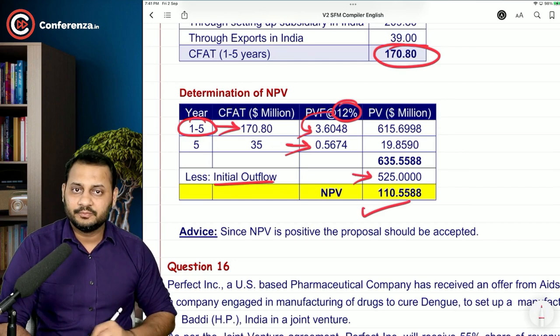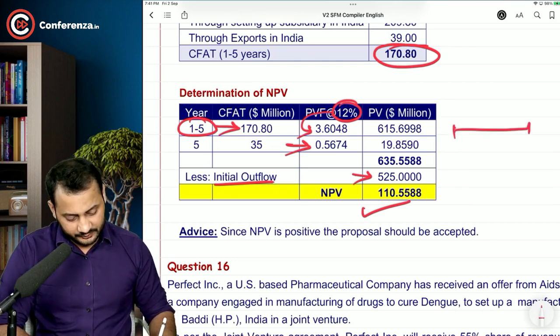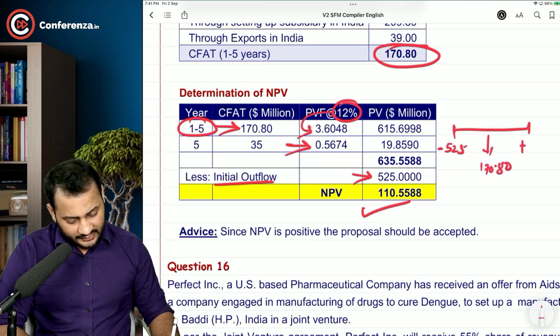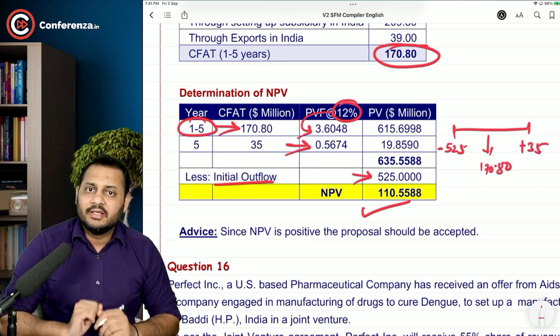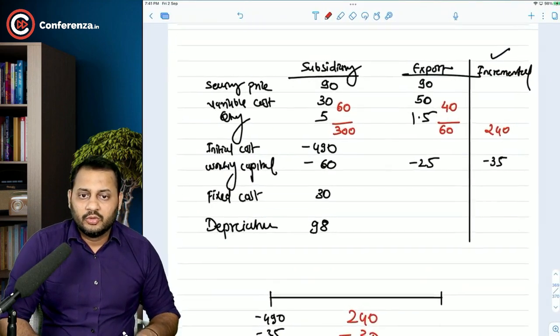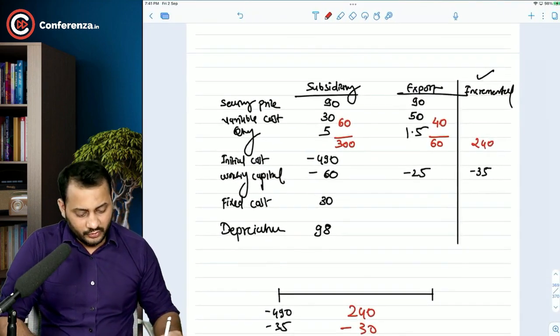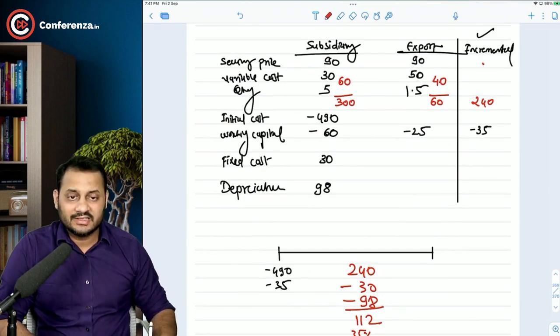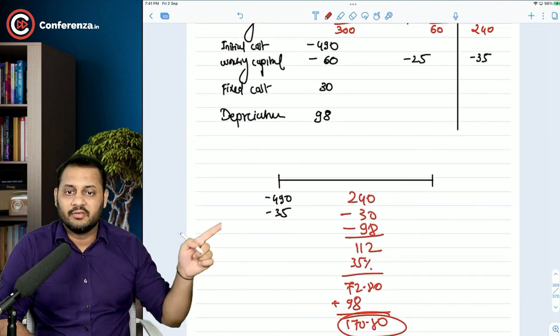We can see that 1 2 3. See, 525 paid here, every year 170.80, and at the end 35 working capital released. That's it. So you go with the incremental approach, you will get the same values.